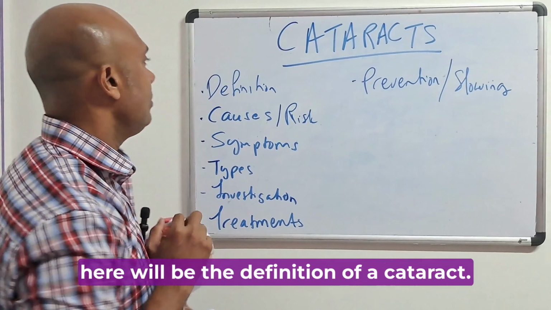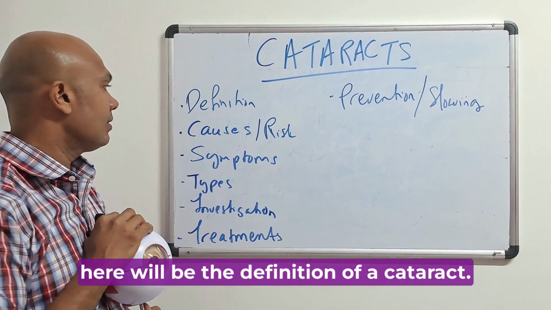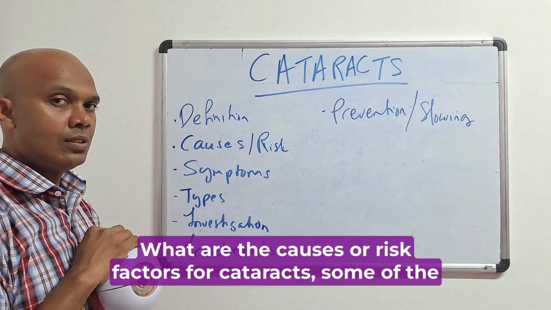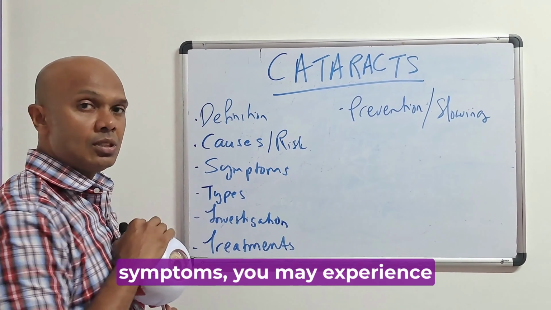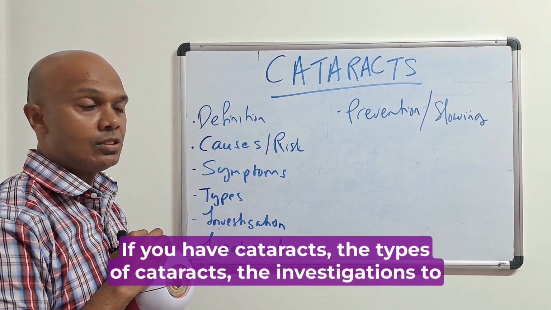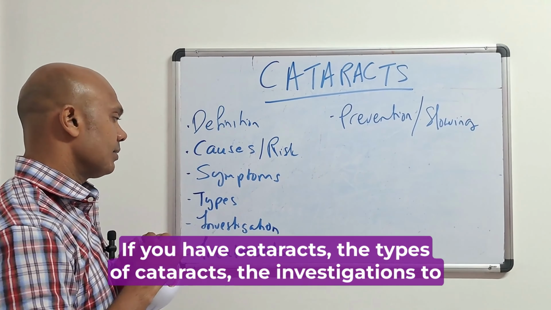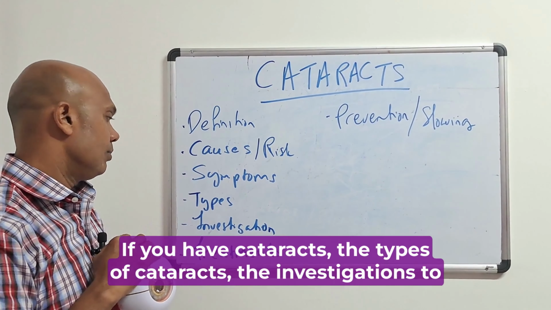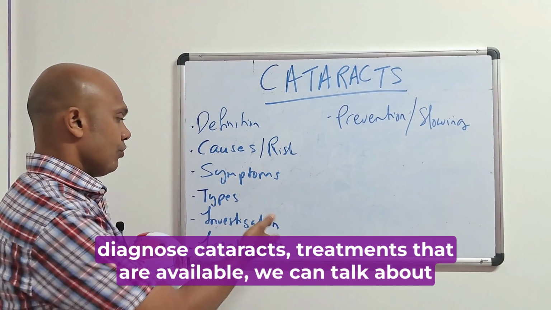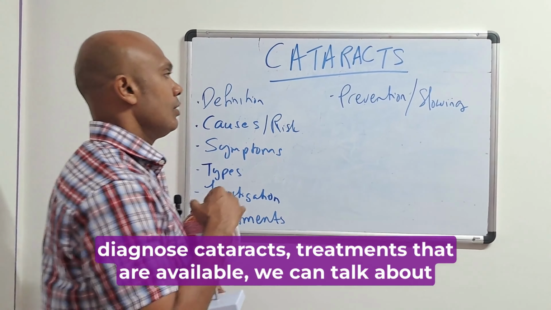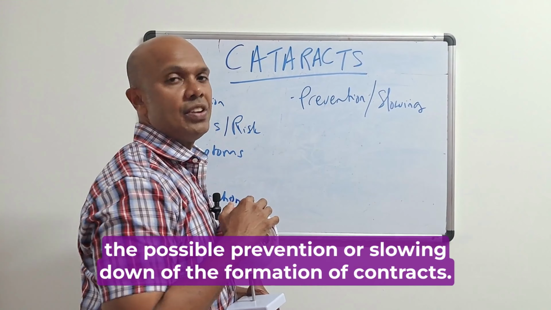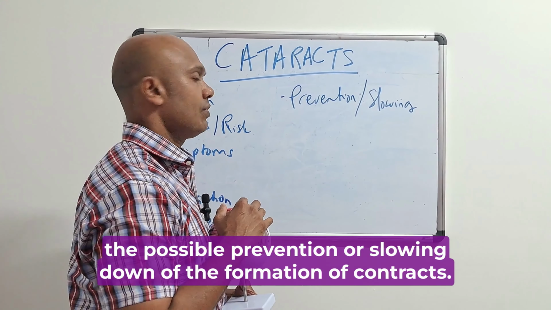Okay, so today we're going to talk about cataracts, and some of the topics we'll be talking about here will be the definition of a cataract, what are the causes or risk factors for cataracts, some of the symptoms you may experience if you have cataracts, the types of cataracts, the investigations to diagnose cataracts, treatments that are available, and we can talk about the possible prevention or slowing down of the formation of cataracts.